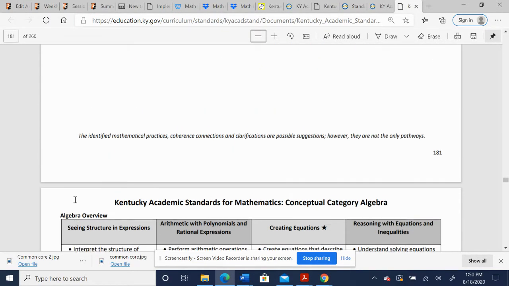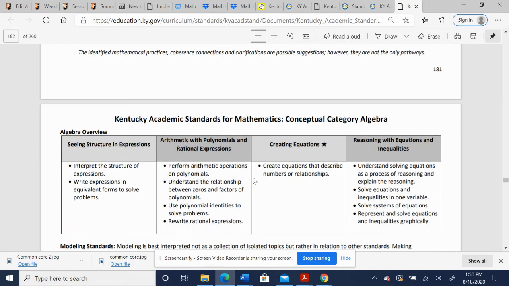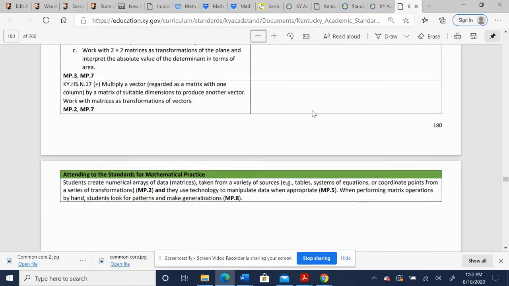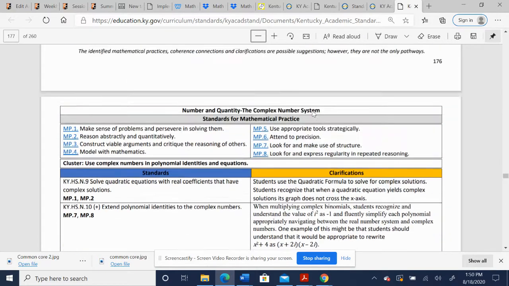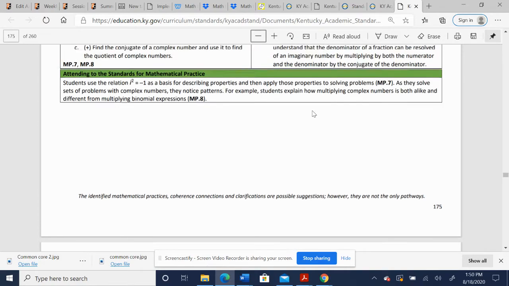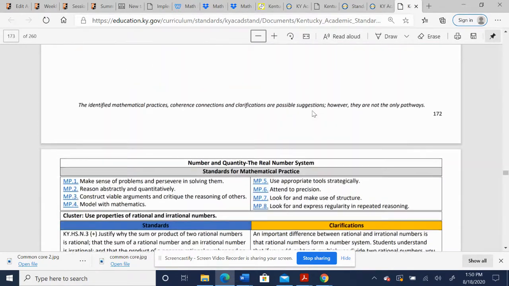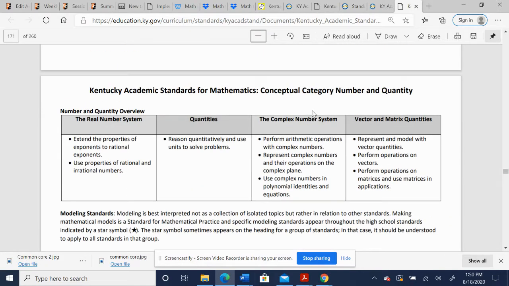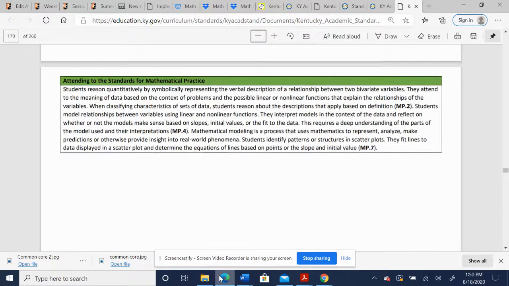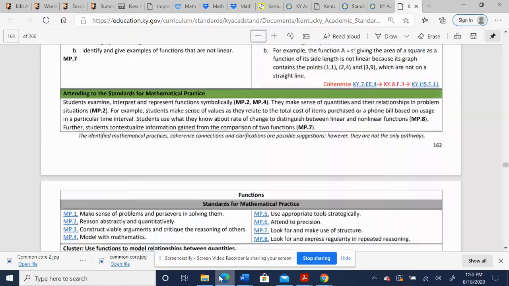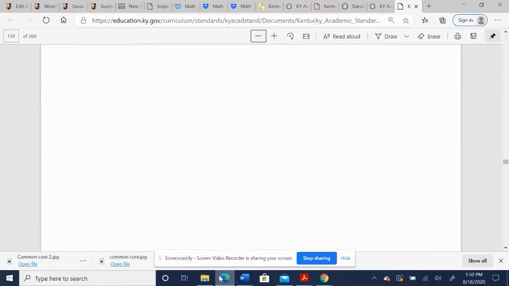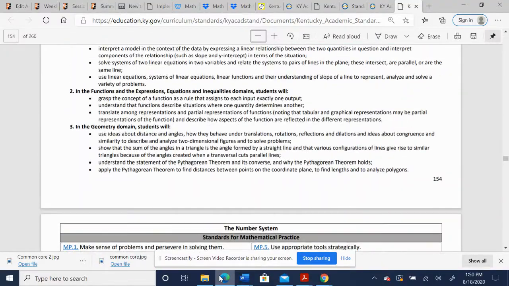Okay, well, here we've broken down into algebra, conceptual category. So we have several conceptual categories when it comes to working with our high school standards. Instead of grades in high school, we're going to see that conceptual category that's going to help us differentiate the standards. So here's number and quantity. So overall, that's kind of what we're looking at. And each one of those conceptual categories will have its own overview. Of course, we have geometry when we're working with the high school levels as well.